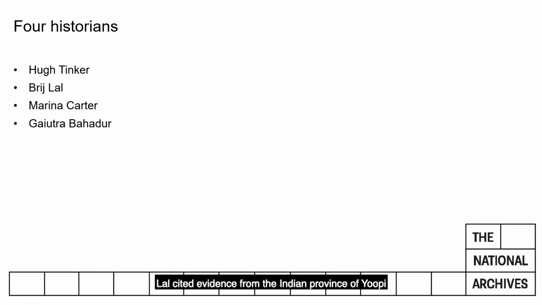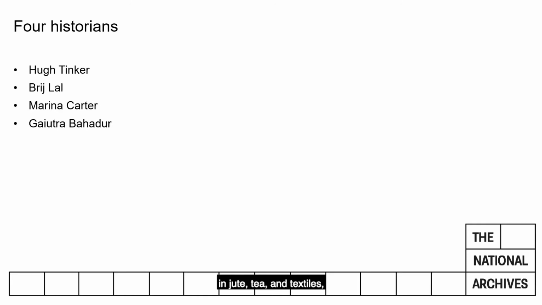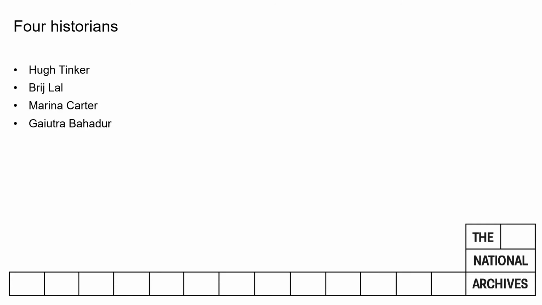Lal cited evidence from the Indian province of UP, which showed that the poorest areas contributed the largest number of emigrants to Fiji. Many of those recruited from this area were already working outside of their towns and villages in other employment, in jute, tea, and textiles, before they undertook the long journey to Fiji. In pointing this out, Lal wanted to make the point that rather than being deceived into leaving their homes, many had already chosen to leave of their own volition.